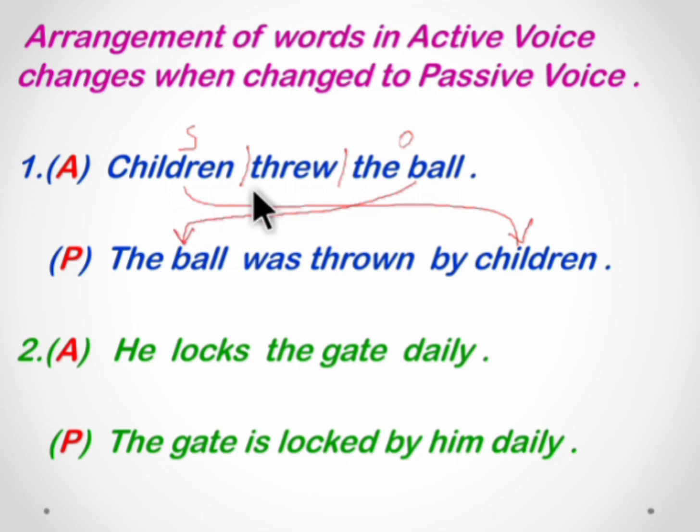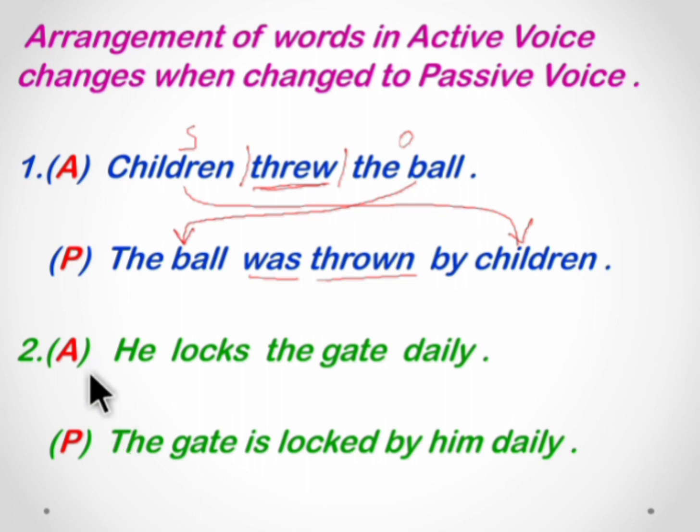And this threw, that is the verb, will take, as I told in the previous slide, a be form of verb and the past participle of the main verb in the passive voice. So threw is there, and the past participle of threw is thrown. This is in past tense, so we use the past be verb because ball is singular. This I will explain in detail when we learn the further videos according to the tenses.